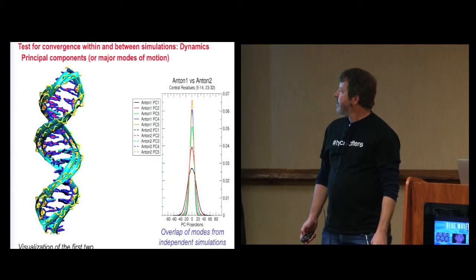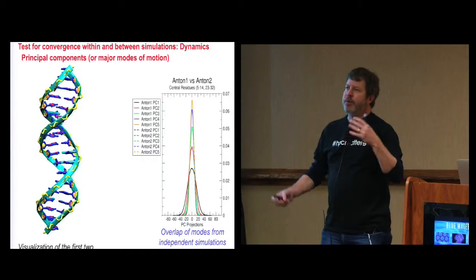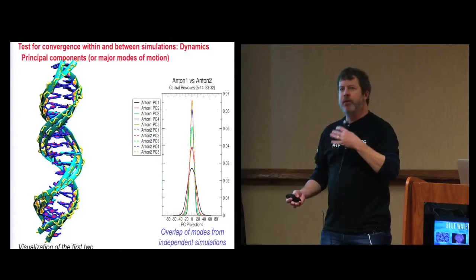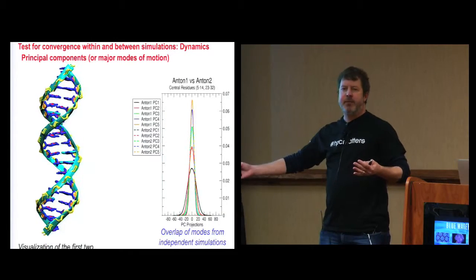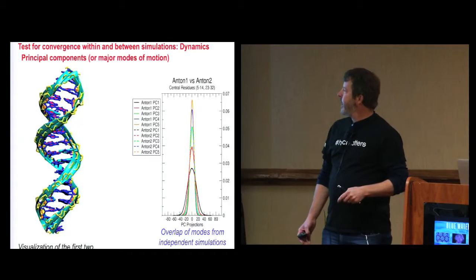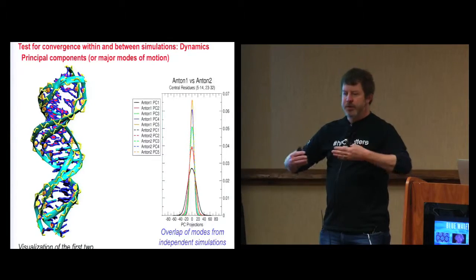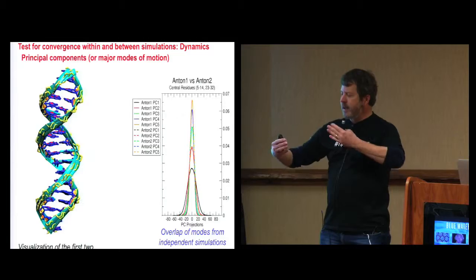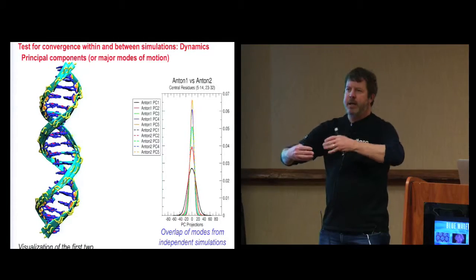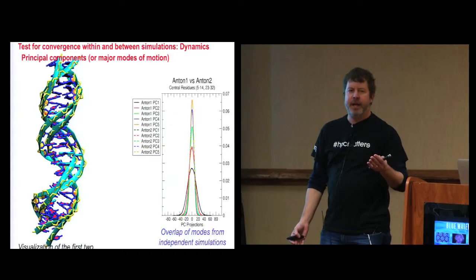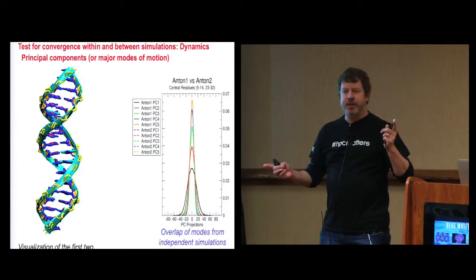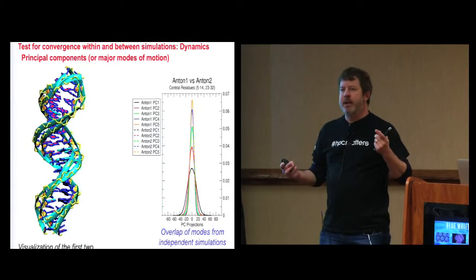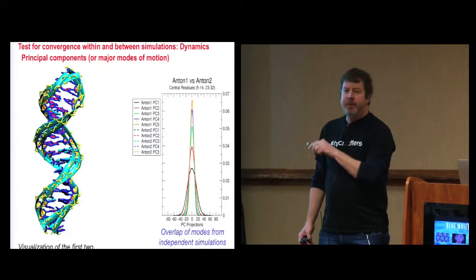Okay. So one thing we have to do is show the reproducibility of the results. So if we run simulations on Anton or on a CPU or on GPUs, do we get the same results? And one way to do that is to combine the results. We have these structures as a function of time from two different simulations. You combine them, you calculate the modes of motion for that, and then you separately project those modes of motion on the independent trajectories. If the trajectories sample the same motions, there should be an overlap in those modes.